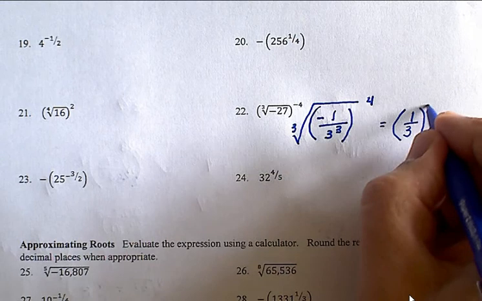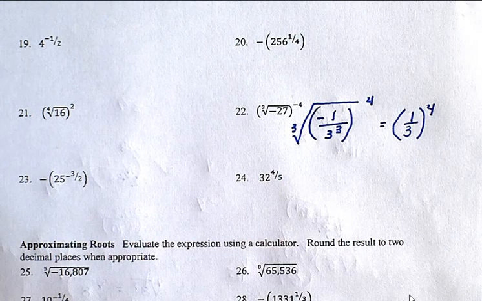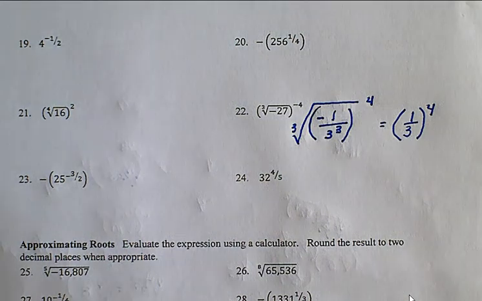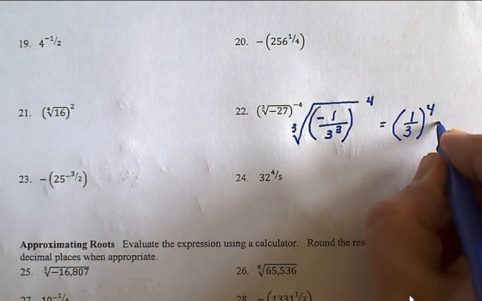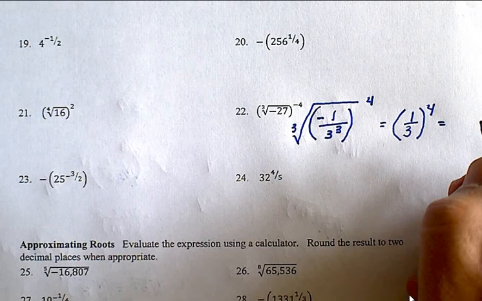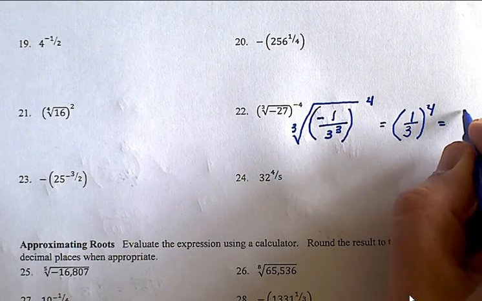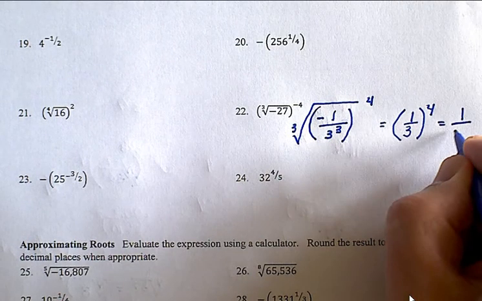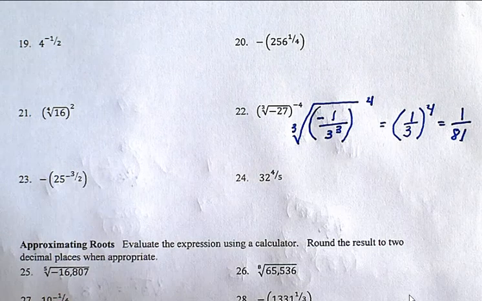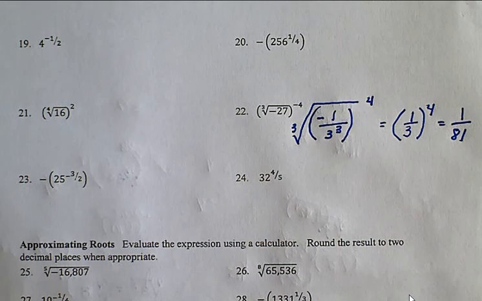There still is that 1/4, however, that positive 4 up there left over. Now, if you take the fraction 1/3 and raise it to the fourth power, that means to take the 1 to the fourth power and the 3 to the fourth power, you get 1 over 81. Okay, there's your answer there.